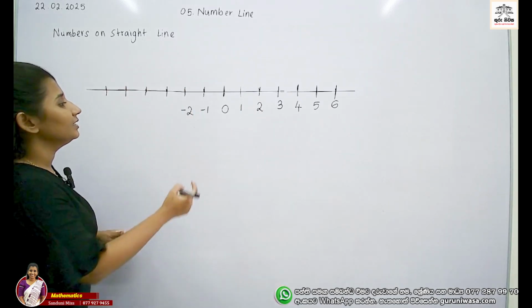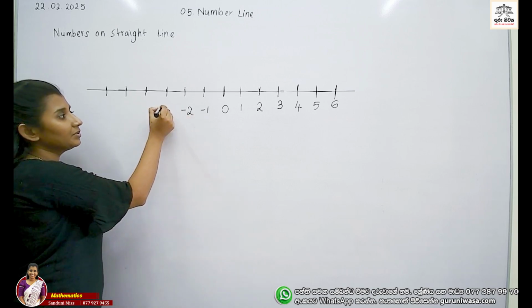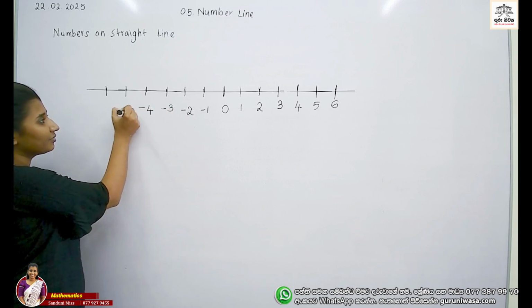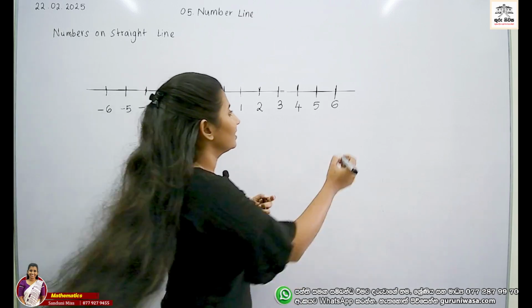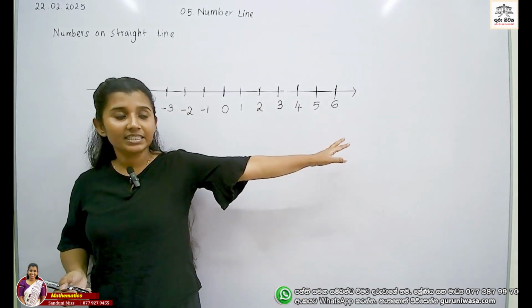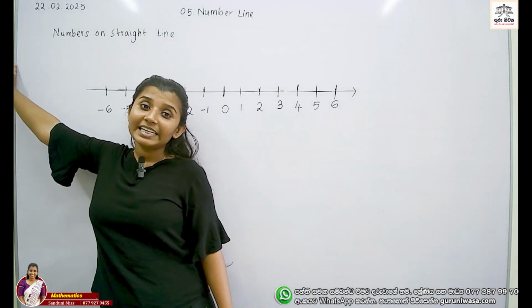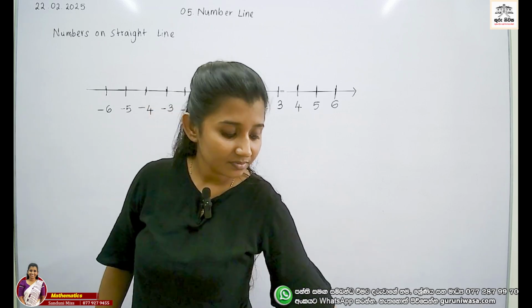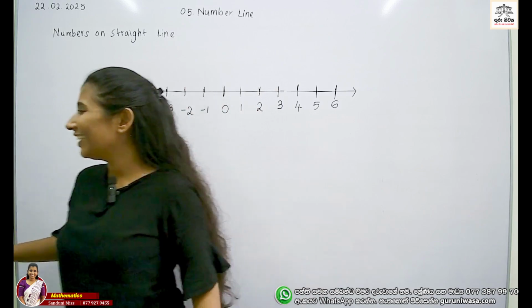So the number right after 0 is -1, -2. This is -3. Here -4, negative and negative. Why? Because this number line goes to positive and negative infinity. So now we'll draw it in your writing book.